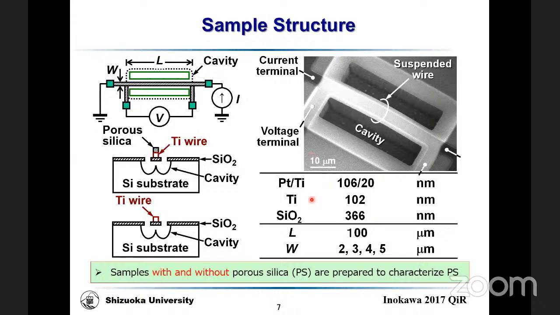And the titanium heater, I'm sorry, this platinum is not correct. This layer is the thickness of the porous silica. And there is a titanium heater. A titanium heater is useful because titanium has a small thermal conductance, and we can get rather higher temperature rise. And in order to extract the thermal parameter of porous silica, we made a variation in the width of this nanowire.